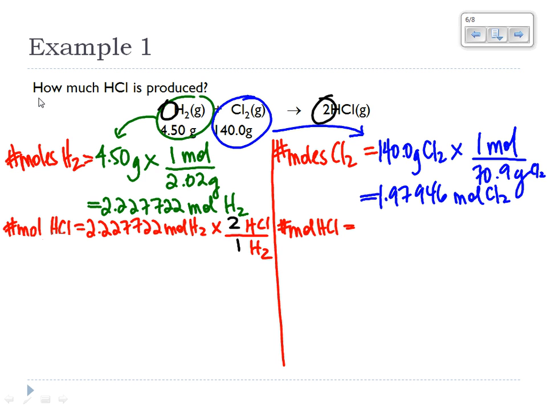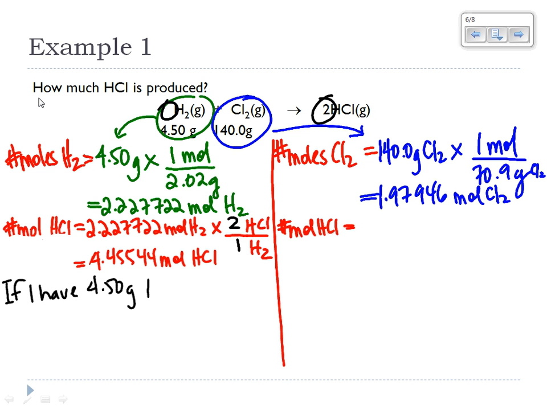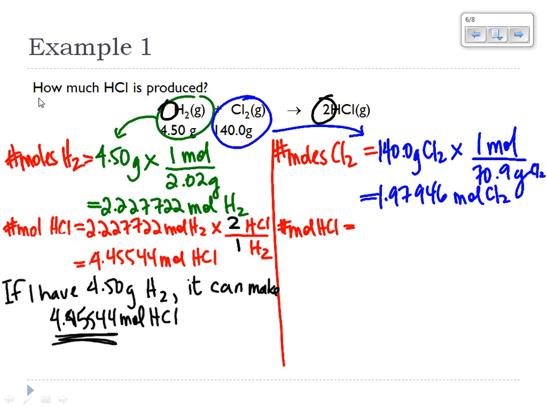So when I do that, I can calculate that I get 4.45544 moles of HCl. Now, what does this mean? Write this sentence down if it will help you. This means that if I have 4.50 grams of H2, that amount of H2 can make 4.45544 moles of HCl. So if I start off with 4.5 grams of H2, it can make this many moles of HCl. That's what that means.